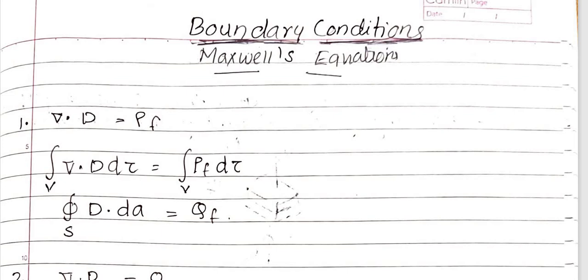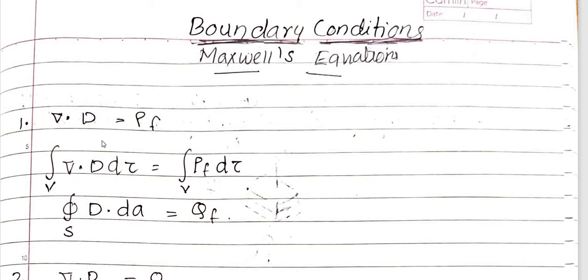Boundary conditions of electrodynamics. So we know Maxwell's equations: del dot D is equal to rho f. This is the differential form of Gauss's law. We can integrate this over the volume: the volume integral of del dot D d tau is equal to the integral of rho f d tau. So we multiply this with d tau and integrate over the volume.